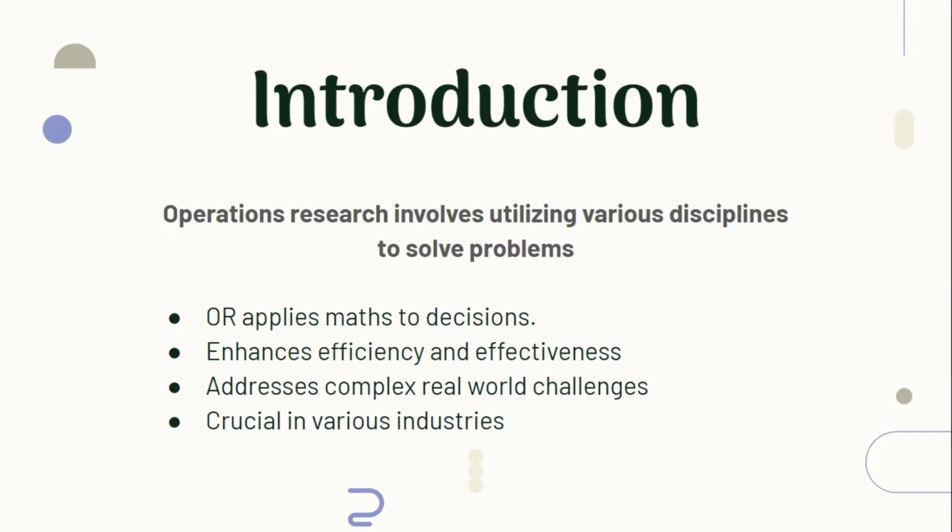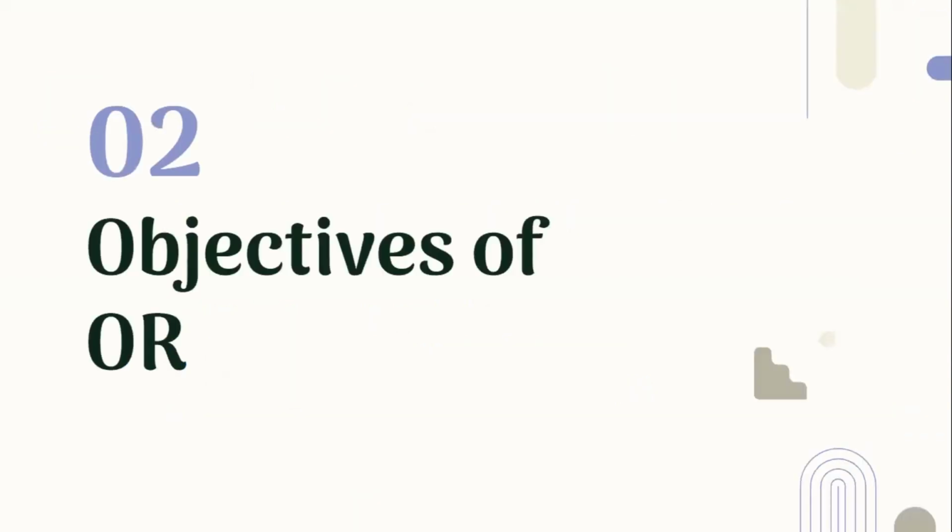So basically, by utilizing mathematical models, algorithms, and simulation techniques, OR helps organizations make better informed decisions, improve efficiency, and achieve strategic objectives. It also addresses complex real world challenges such as resource allocation, scheduling, inventory management, supply chain optimization, and risk analysis. In today's complex world, OR techniques are indispensable for organizations seeking to gain a competitive edge and to maximize their performance. So now we'll move on to the objectives of OR.